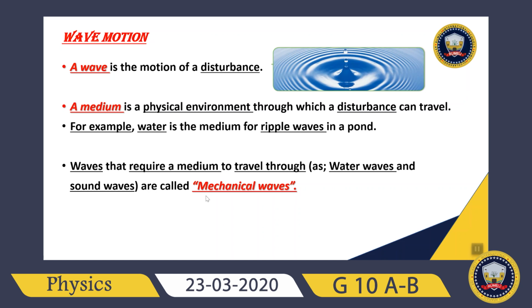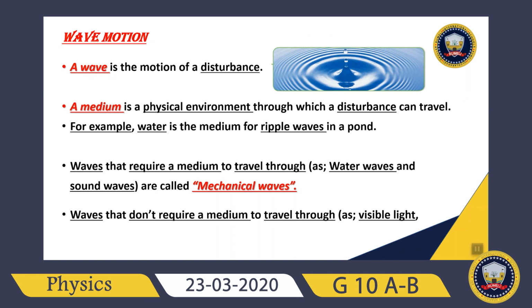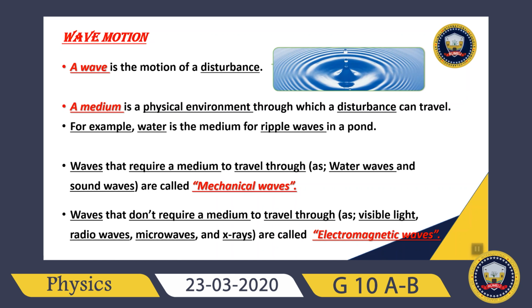While other waves which don't need any medium to travel through, such as visible light, radio waves, microwaves, X-rays, gamma rays, infrared, and ultraviolet, are all considered electromagnetic waves. So electromagnetic waves don't require a medium to travel through, while mechanical waves need a medium to travel through.